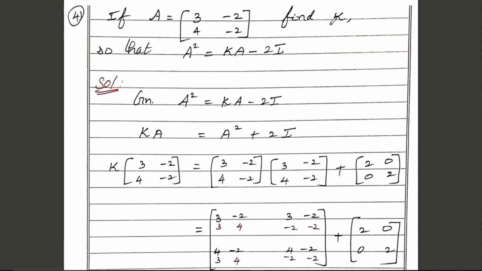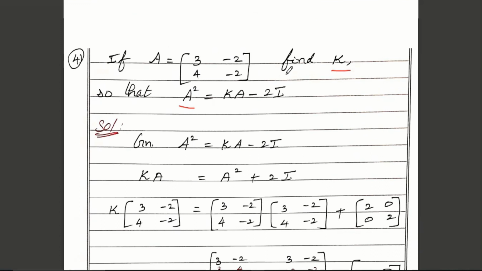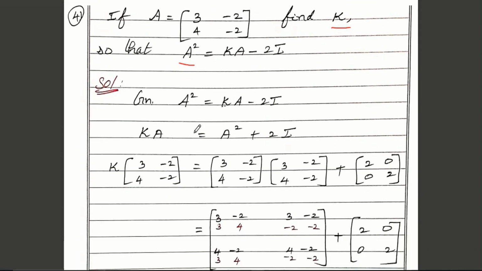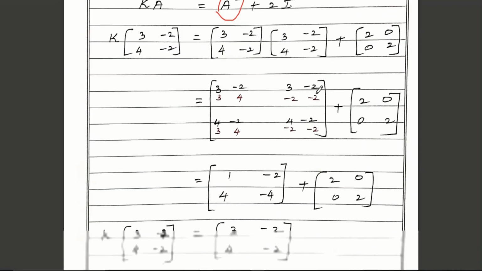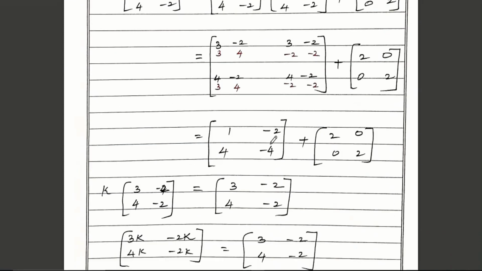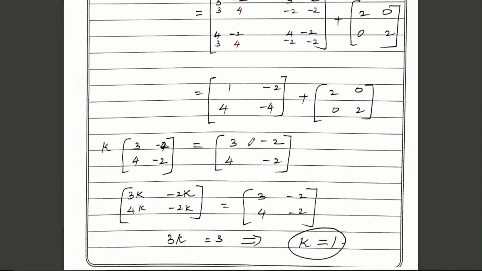A matrix is equal to this, a matrix of 2 by 2. Find the value of k. What is the condition given? A square equal to kA minus 2I. So I am taking that condition, A square equals kA minus 2I. Since he has asked me to find k, keeping kA alone on one side, I have brought this minus 2I to this side, so it is A square plus 2I. Again, what is A square? It is a matrix into a matrix. As usual, after matrix multiplication we have ended up with this answer, the resultant 2 by 2 matrix. We know how to do it with 2 by 2, and we got the answer. Now kA is equal to this matrix.